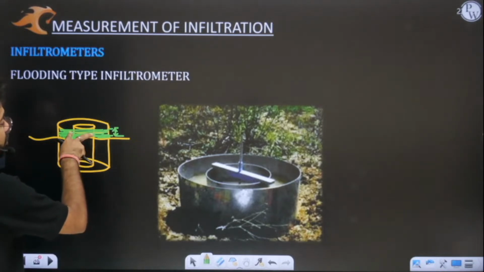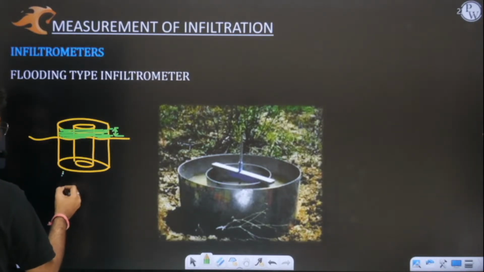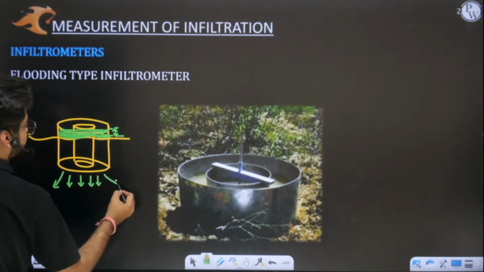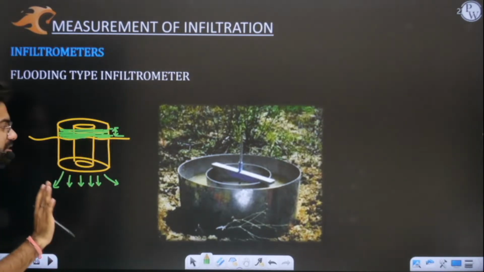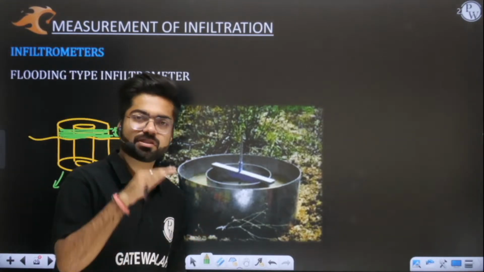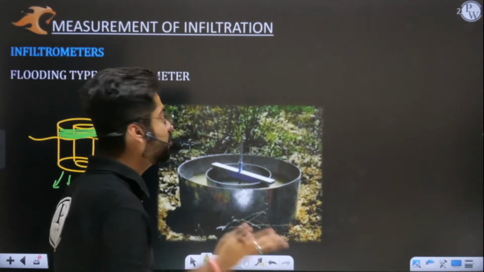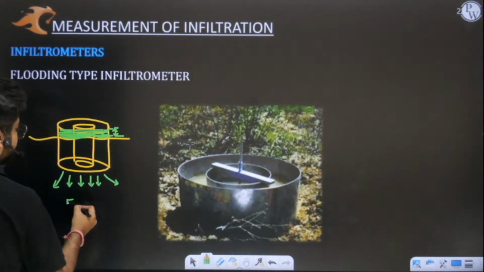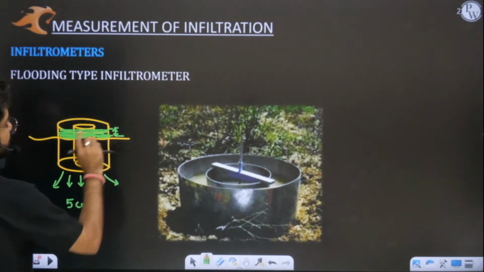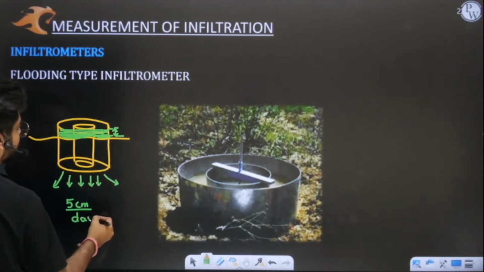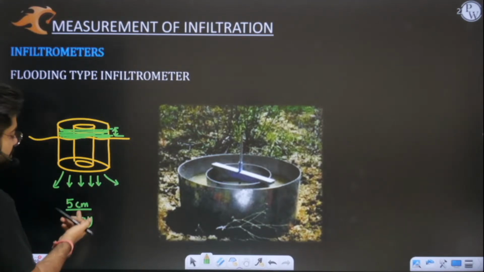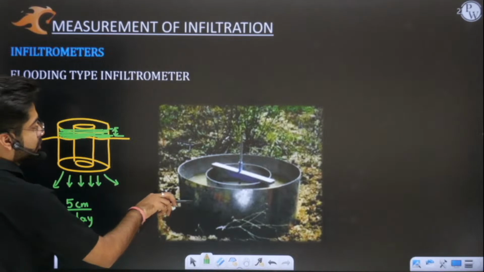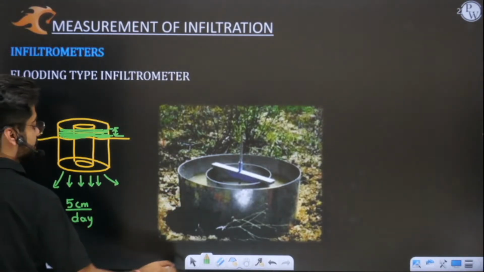Why? Because this water will infiltrate with passage of time. This water will seep into the ground slowly and steadily. With passage of time this water level will decrease, because when you give it time, some water will infiltrate, and you are here only to measure the infiltration rate. So let us assume that in one day 5 centimeter water has depleted. So obviously we'll come to know about the rate of infiltration. That means 5 centimeter of water has infiltrated every day. Yes or no? So the level of water which will drop here is 5 centimeter per day.